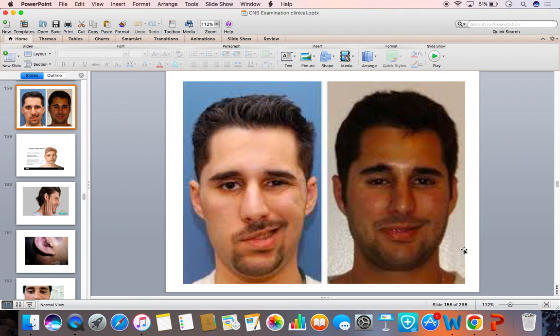This is a patient with right-sided facial nerve palsy with drooping of the eyeball, lack of frontal creases, widened palpebral fissure on the right side. The nasolabial fold is less prominent. There is drooping of the angle of the mouth and drooling of saliva on the side of the paralysis.